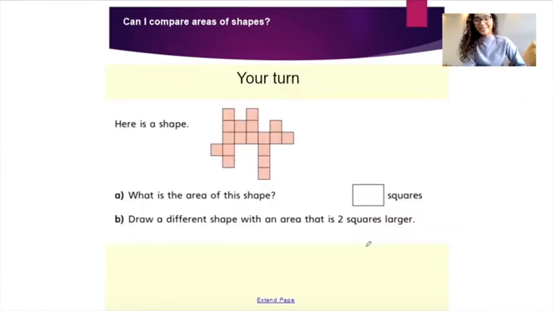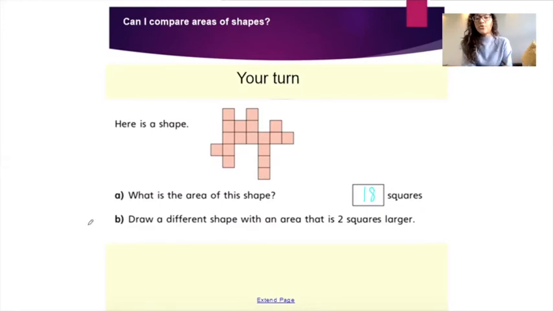Now it is your turn. Here is a shape. Part A is asking you, what is the area of this shape? So off you go. Work that out for me. Okay. What is the area of this shape? So to work out the area, I'm going to count the squares up. Did you do that as well? Let's see. 1, 2, 3, 4, 5, 6, 7, 8, 9, 10, 11, 12, 13, 14, 15, 16, 17, 18. So the area of that shape is 18 squares because it is made up of 18 squares.